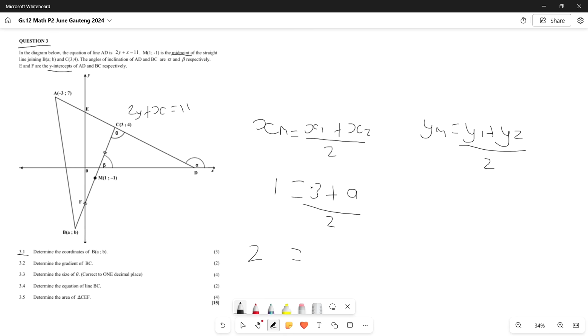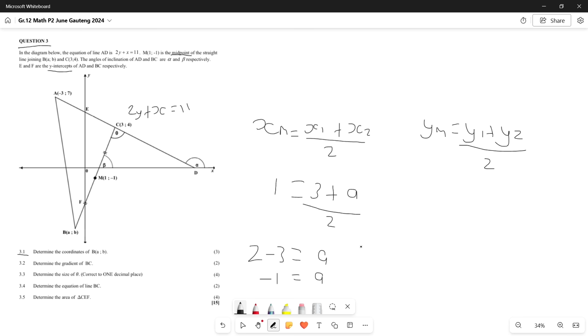So we have 2, and then take the 3 over, minus 3 equals a. So our a value is minus 1 over here, and we can see that it is on the left side of our y-axis, which means a negative value is correct. It's just a way to verify that our calculation lines up with the way that it is plotted, which means we can do the same for ym.